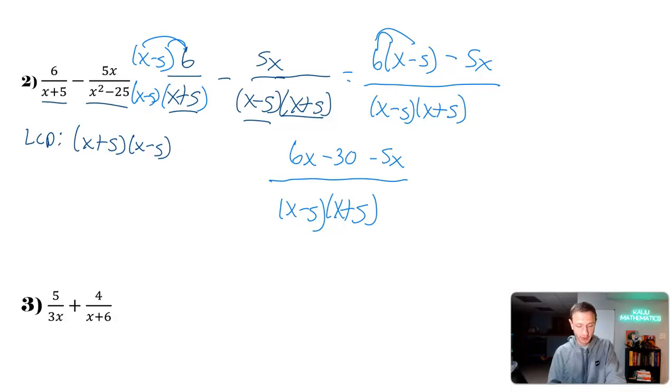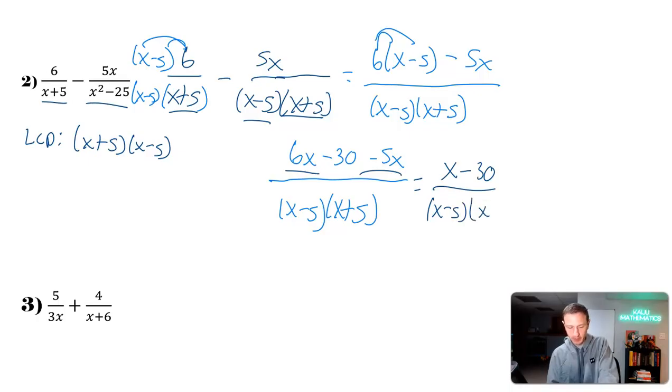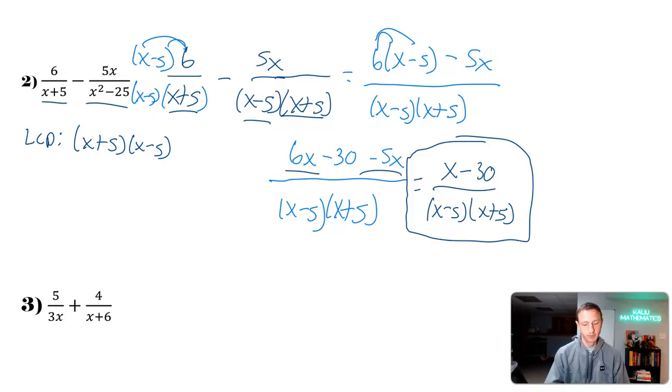Now we combine like terms. So 6x minus 5x is 1x. 6 minus 5 is 1. So 1x minus 30 over x minus 5 times x plus 5. And nothing is going to simplify out. So that would be my answer after all of that legwork.